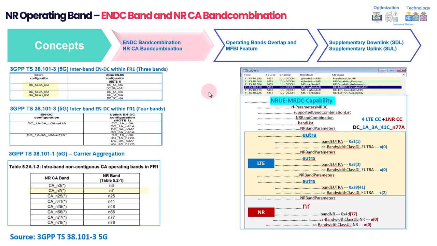For example, if you have different frequencies in the network, you need to confirm which one is being supported by 3GPP as a band combination. So let's move forward to the next part.